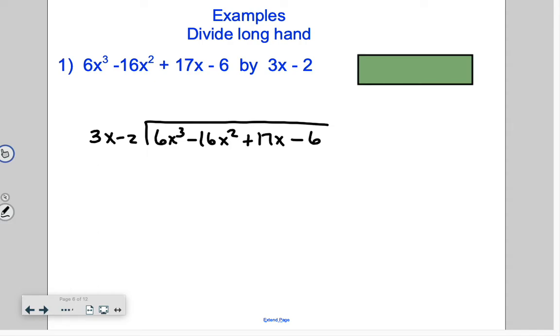All right, here's your idea. When we do this, what we're trying to find is, is 3x minus 2 a factor of this cubic function? The reason, by the way, this problem right here is the reason why I picked problem 75 from your homework to go over.